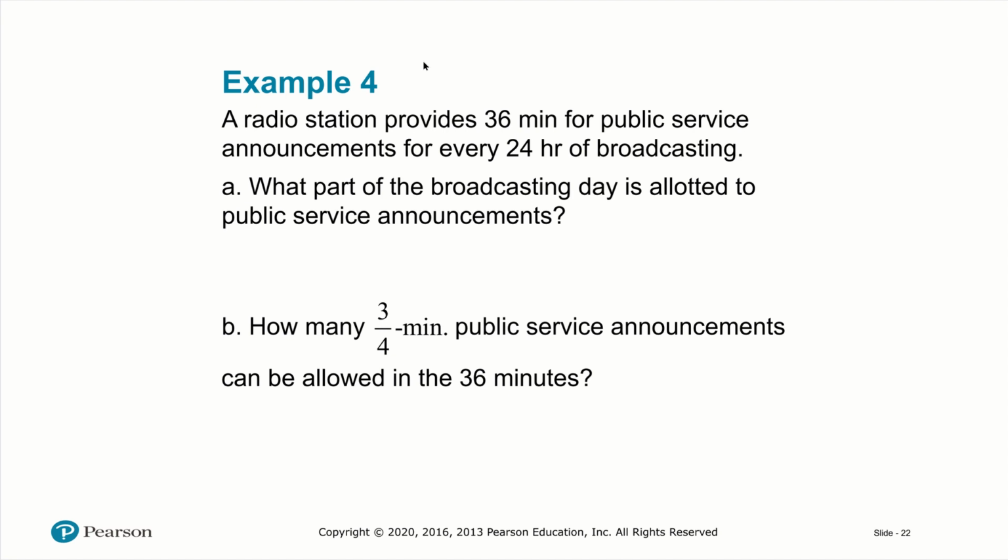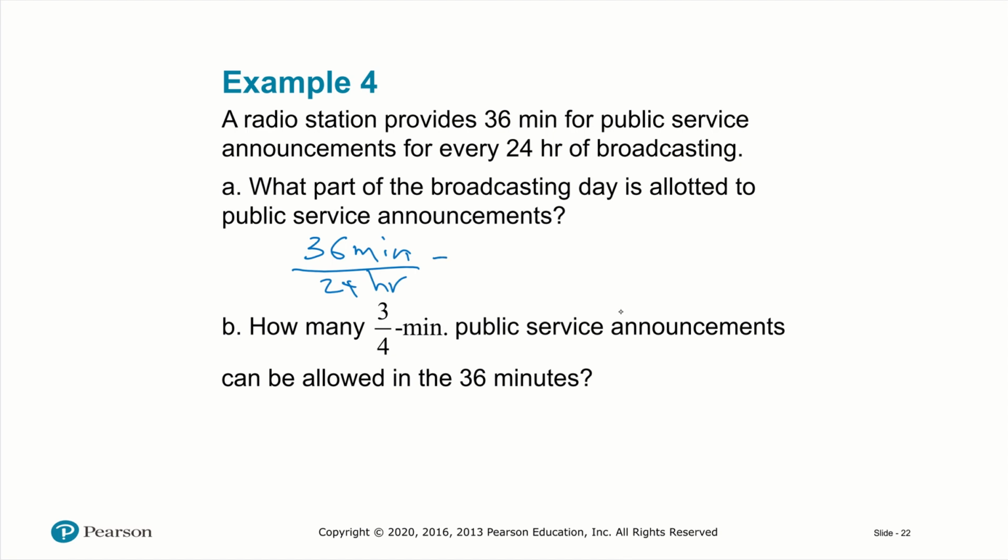Okay, here's a quick application. A radio station provides 36 minutes for public service announcements for every 24 hours of broadcasting. What part of the broadcasting day is allotted to the public service announcements? Now, of course, we know here we're going to have to divide, right? So the ratio would be 36 minutes out of 24 hours, but notice that minutes and hours cannot be cross-canceled, and a pure ratio should have no units in it.